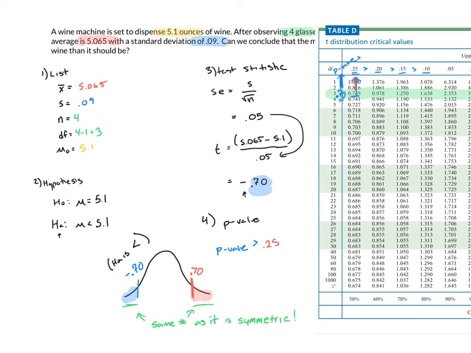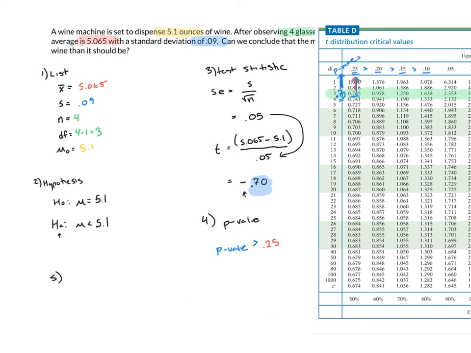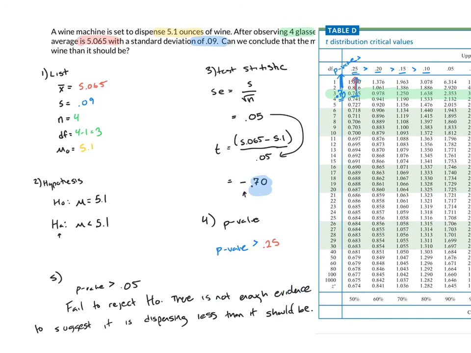The final thing I need to do is go ahead and state my answer. So when I reach my conclusion in step 5, I always compare my p-value to 0.05. Well, because my p-value is bigger than 0.25, it's definitely bigger than 0.05 here. This tells me that I can go ahead and fail to reject. That is, there's not enough evidence here to conclude that the machine is actually doing less than what it should be. This is not saying that the machine is accurate. All it's saying is that I don't have enough evidence. Those 4 glasses we looked at weren't enough to reach the conclusion we wanted.